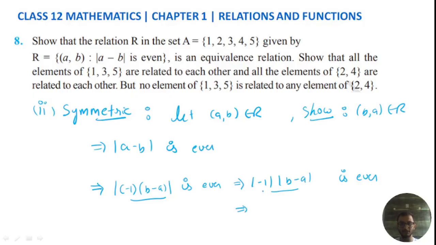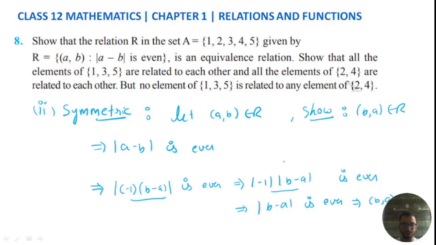Now the modulus of -1 is the positive sign of -1, which will be 1. So 1 into something is something. So the modulus of b minus a is even. Are we done? Yes, we are done, because this means that (b, a) belongs to R. So we have shown that it is symmetric.